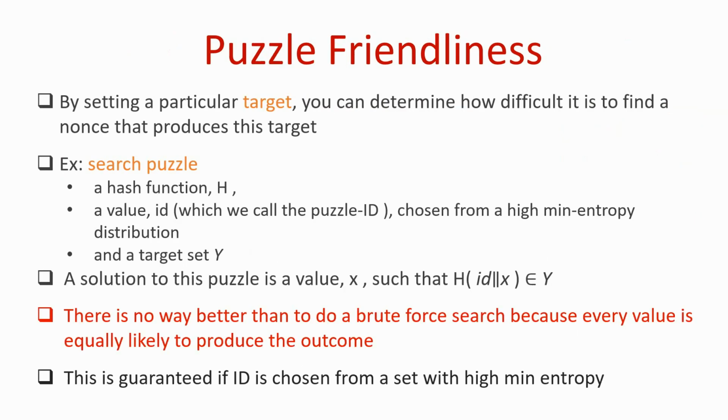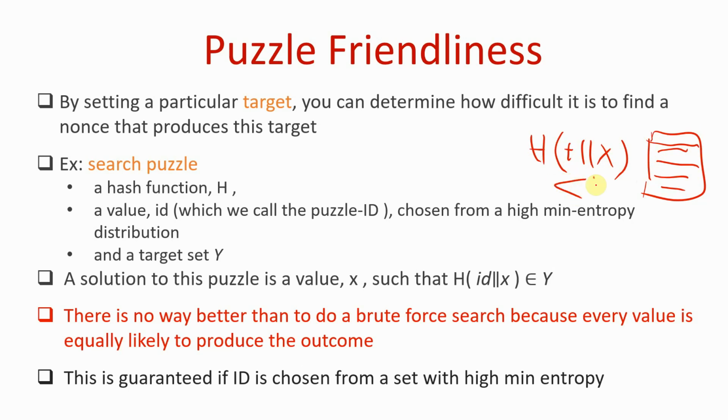Okay. Puzzle friendliness is used in cryptocurrencies or in blockchains because it allows you to set a target. This is actually what is used in mining. In order for someone to generate a block, they have to collect a group of records, for example, financial transactions, and they have to find a value that is the hash of these transactions concatenated with the value x. But what they do is they set a target for this result to be less than y.